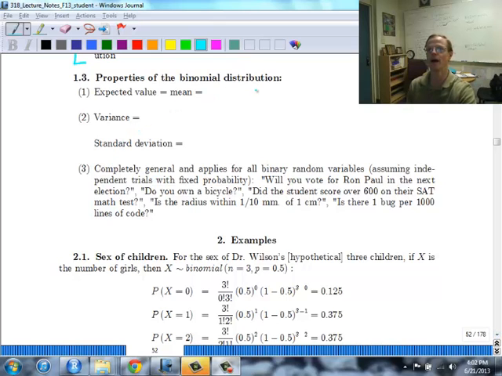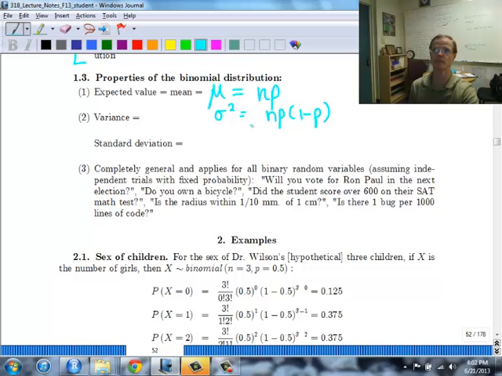Hopefully you'll see why. The expected value is the mean, and we always denote the population mean with the Greek letter mu. However, the cool thing is the mu for the binomial distribution is np. The variance we always denote with sigma squared. That turns out to be n times p times 1 minus p. And we're not going to derive that. I'm going to give a little intuition here in a moment. The standard deviation then, of course, is the square root of np(1 minus p).